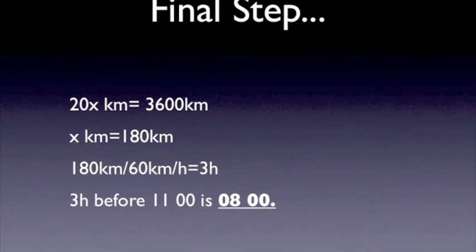180 km divided by 60 km per hour equals 3 hours. 3 hours before 11 o'clock is 8 o'clock. Therefore, the answer is 8 o'clock. Thus, we have finished our Category 1.